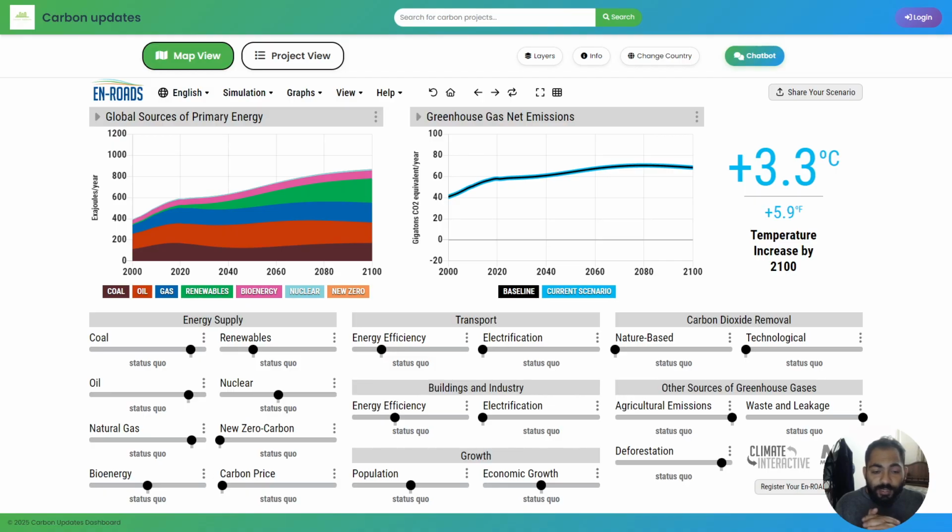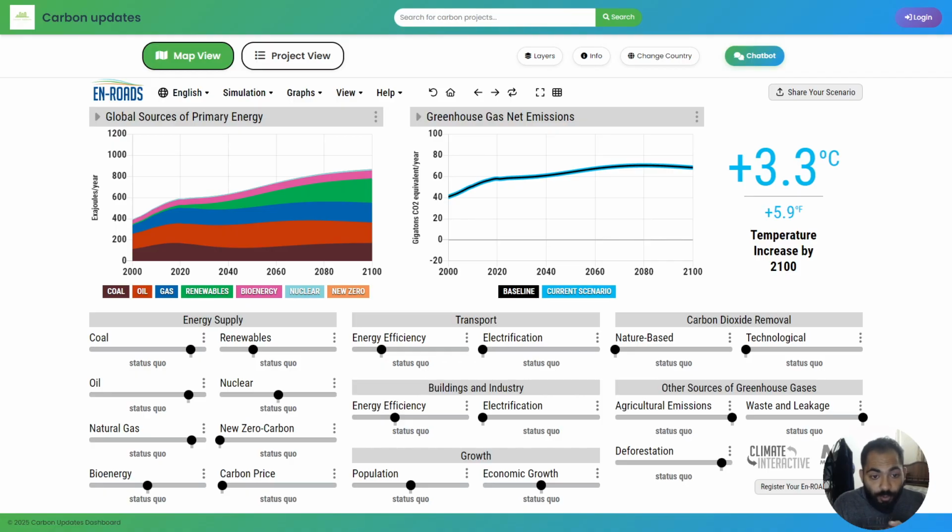As you can see, there are different kinds of sliders available over here. We have energy supply, which is right over here, as you can see in the screen. Then there is transport. Then there is carbon dioxide removal. And then there is buildings and industry, other sources of greenhouse gases. You have growth, and you have different kinds of other factors that you can change in each parameter. So let's start with that.